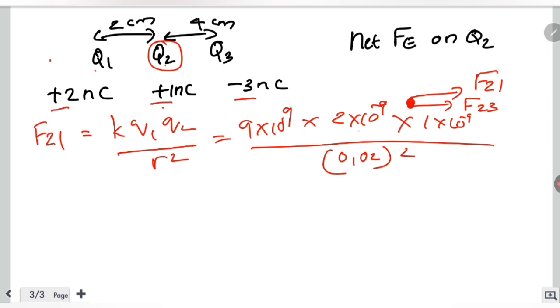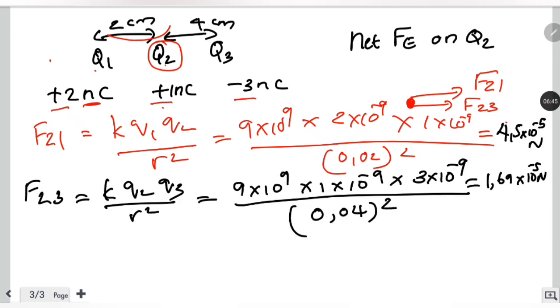Q1 is 2 times 10 to the power of minus 9. Understand, minus 9 is nanocoulomb. Then 1 times 10 to the power of minus 9 over the distance between 1 and 2. What's the distance between 1 and 2? It's 2 centimeters. You change it to meters. And then you will get F21. Similarly, you calculate F23. Okay, so I calculated F23 as well.